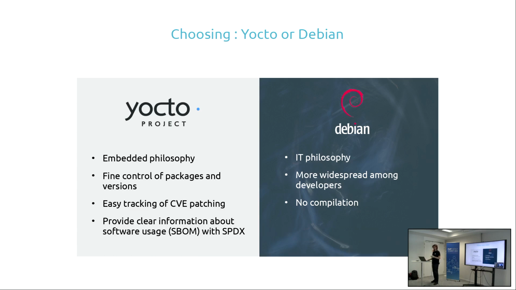Linux system. And it provides all this information using the software bill of materials with SPDX, which is today also a big requirement in the industry. On the other side, we have the Debian version, which is more of an IT philosophy, and is much more widespread among developers today, and has no compilation. Yocto builds can be a bit heavy today.